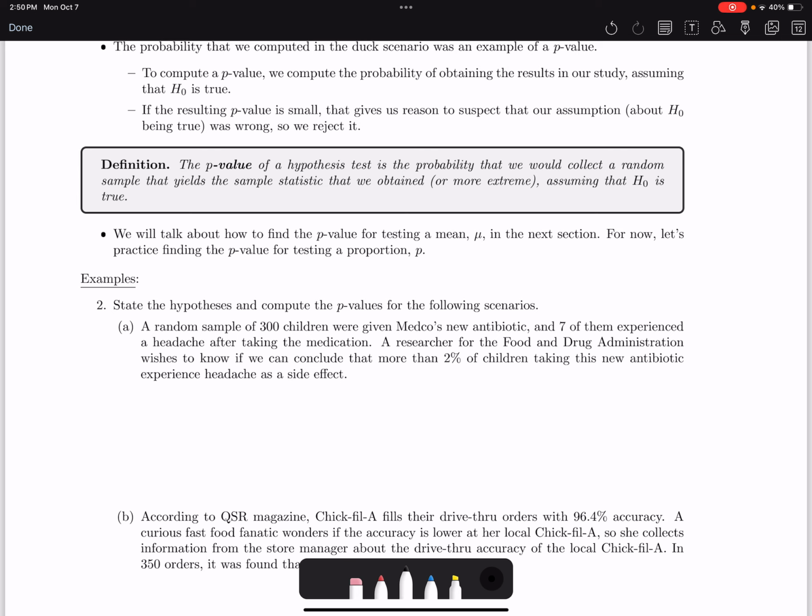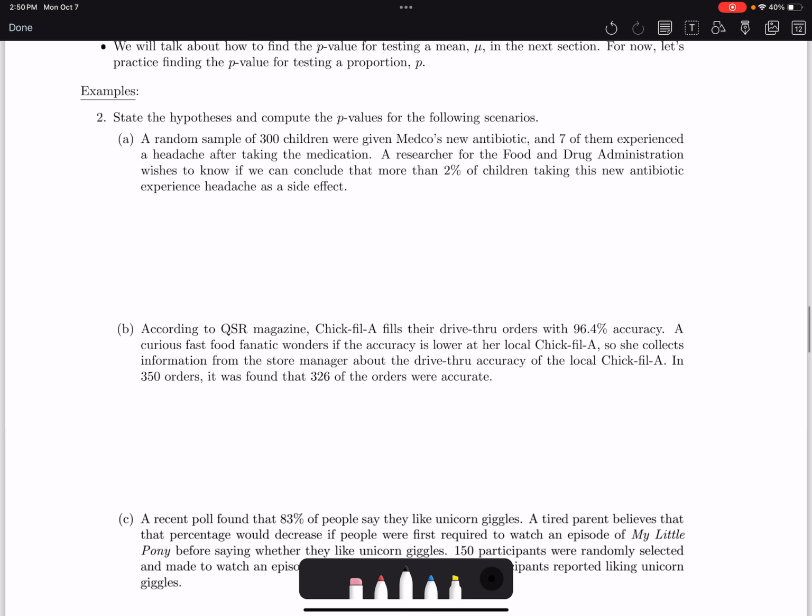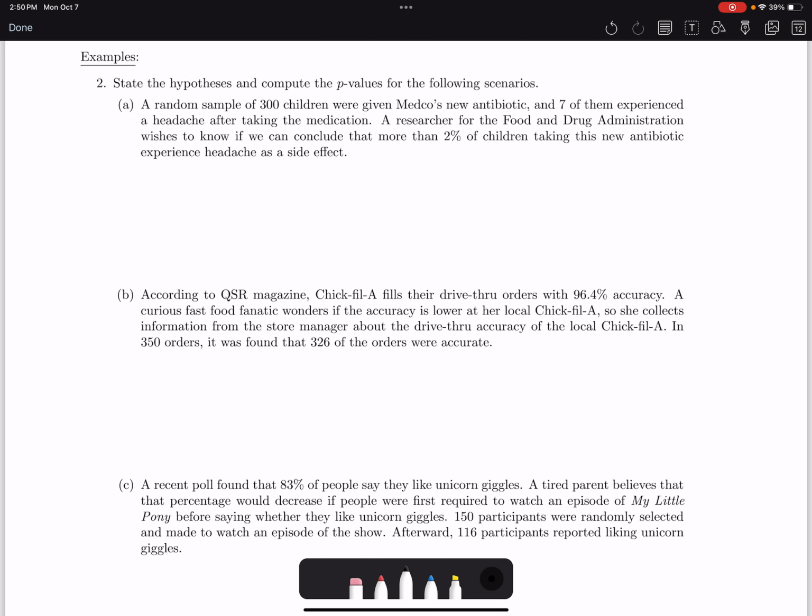We're going to talk about how to find the p-value for testing a mean mu in the next section. For now, let's just practice finding p-values for testing the proportion. So number 2 here wants us to state the hypotheses and compute the p-values for the following scenarios. We've already stated, I think, the hypotheses, but we can still find the p-values. Part A says, a random sample of 300 children were given Medco's new antibiotic, and 7 of them experienced a headache after taking the medication. A researcher for the Food and Drug Administration wishes to know if we can conclude that more than 2% of children taking this new antibiotic experience headache as a side effect.